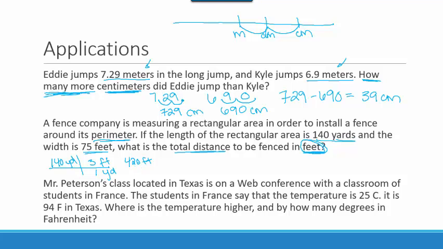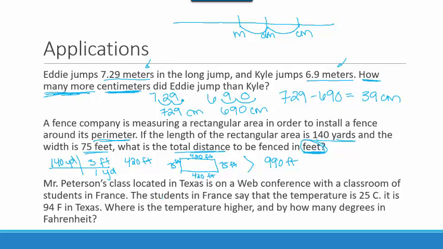Now that I've done my conversions, now I need to actually answer the problem. So keep in mind what perimeter means. So here's my new 420 feet is my length. It's told me my width is 75 feet. Perimeter means to add up all 4 sides. So here's 420 and here's 75. So again, I'm going to add 420 plus 75 plus 420 plus 75. And you get a grand total of 990 feet of fencing.